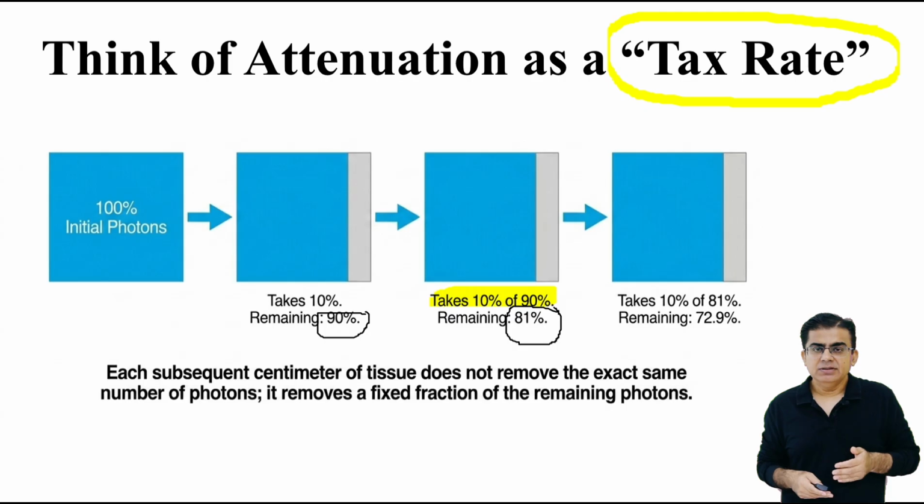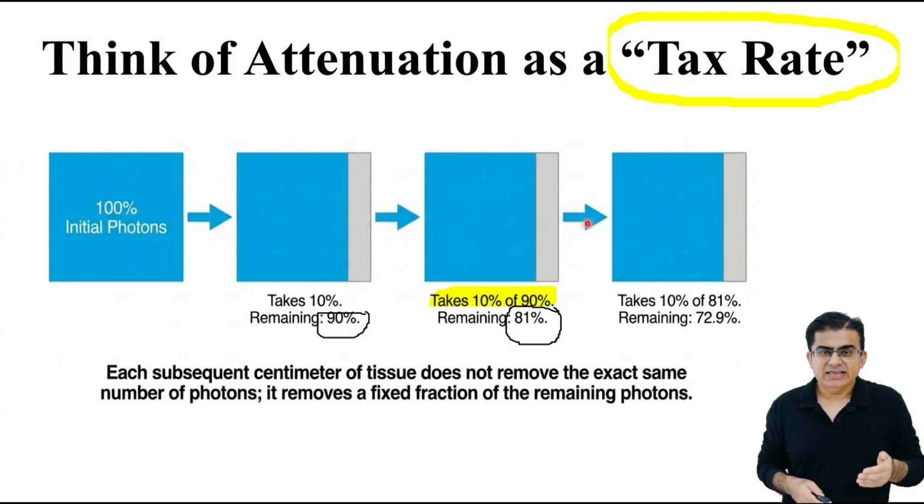When the beam travels through another 1 centimeter, the exact same rule applies. The tissue takes 10% of the remaining 81%. This leaves you with exactly 72.9% of your photons.